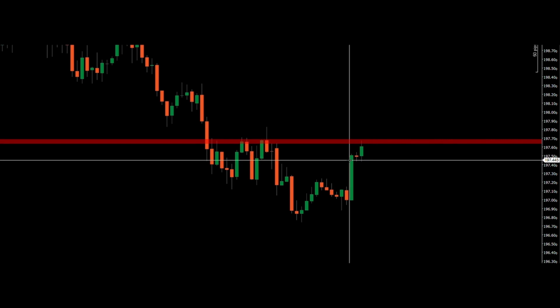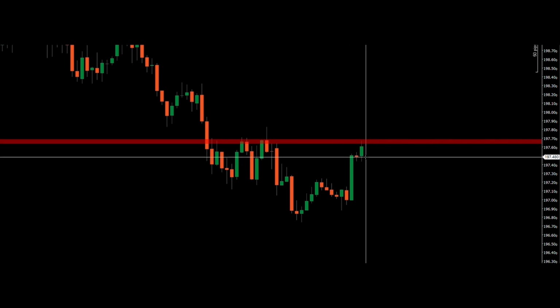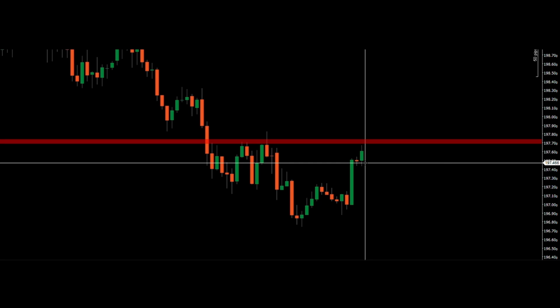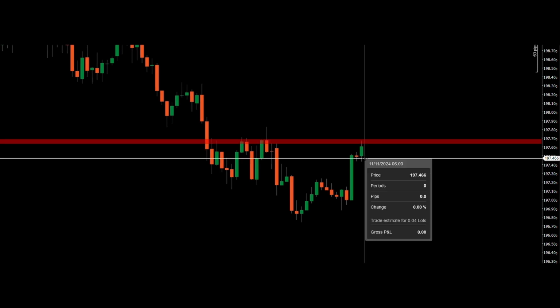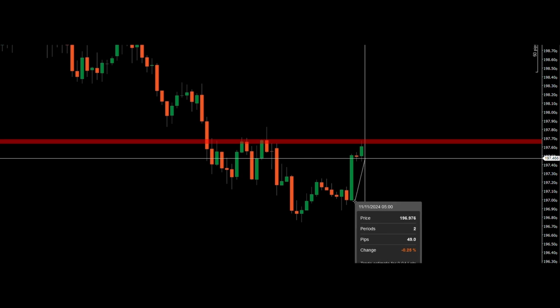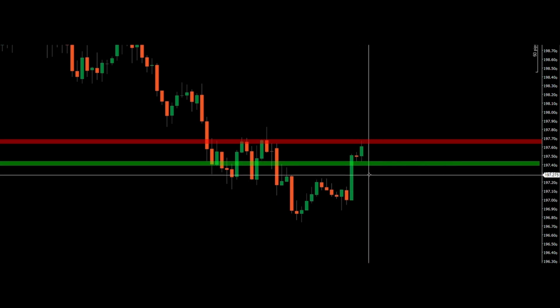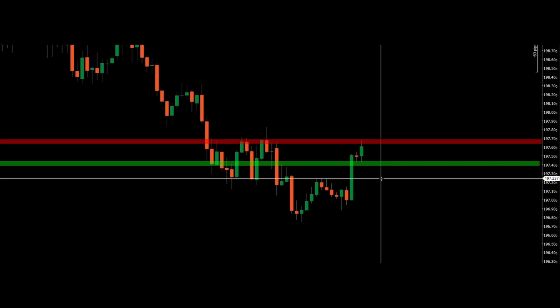Let's move to identify the support. Support is below a bullish candle which formed after a bearish candle. Here this candle satisfies our rule. Let's calculate the range. Woo, look at that range, 49 pips. So it is a valid support. And this will be our sell side target. Let's see what happened next.